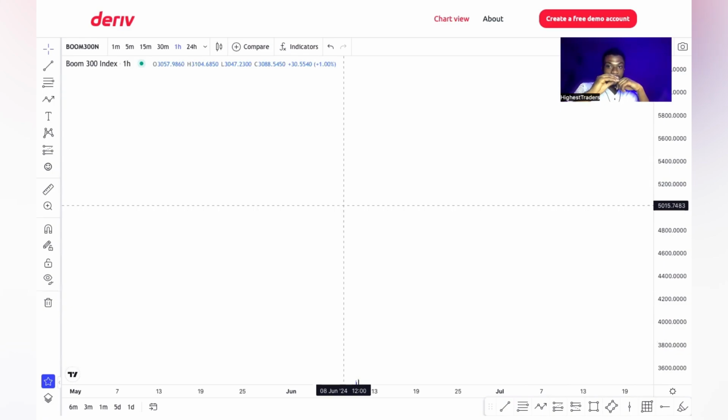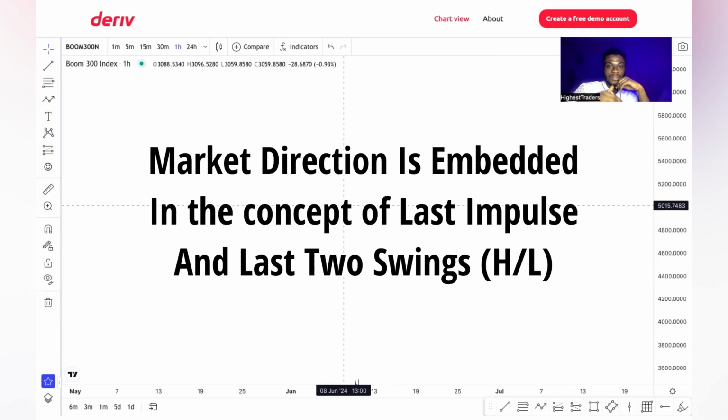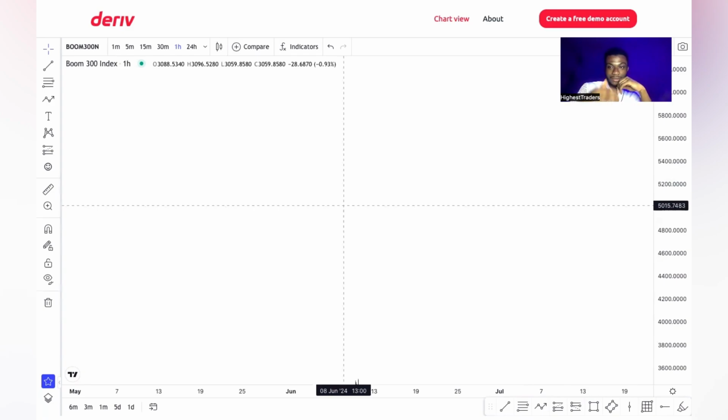Once you're able to identify these things on the chart, you are done, because embedded in the concept of identifying the impulse and then the two significant swing highs and swing lows is the market trend. So the moment you understand how to identify these things, you'll be able to identify the market trend, subconsciously, even without saying it to yourself. Just know the psychology behind the particular pattern that you have identified.